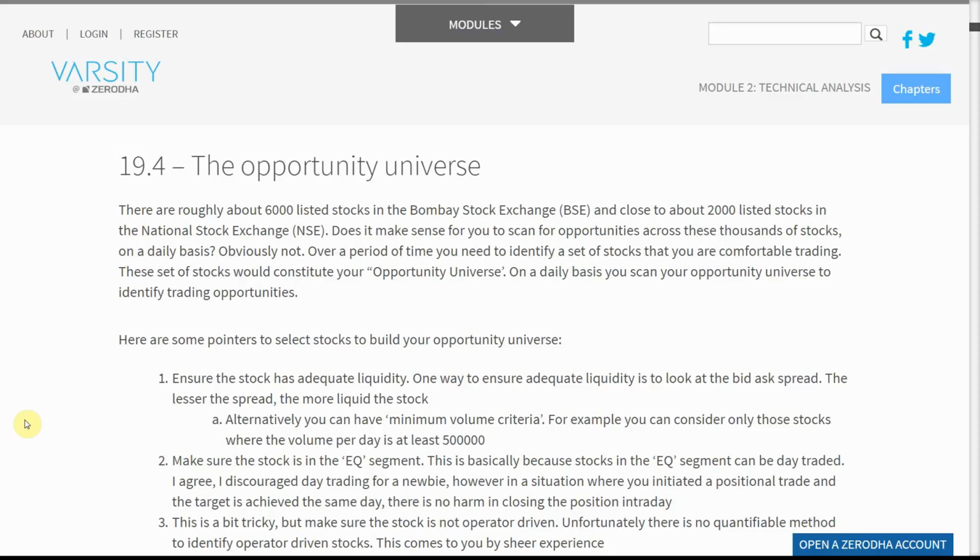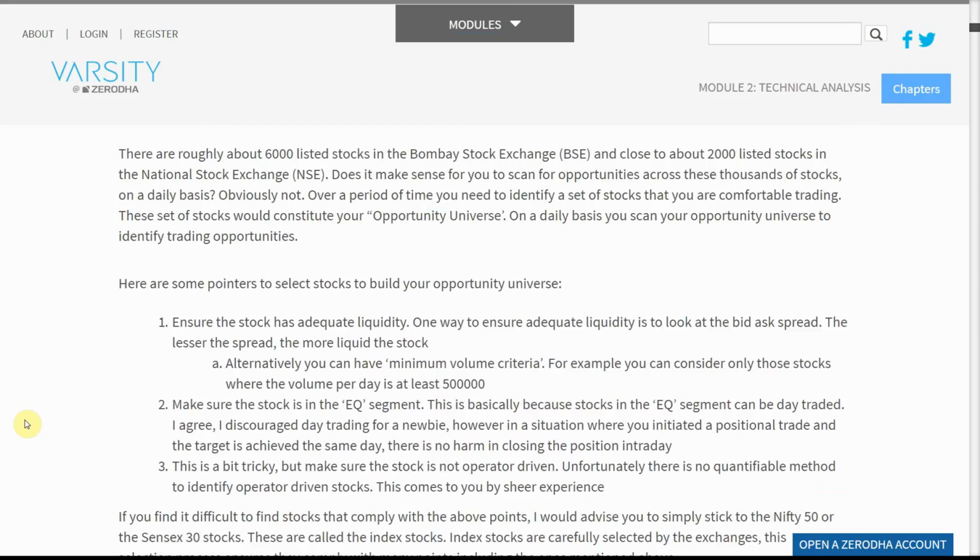I agree. I discourage day trading for a newbie. However, in a situation where you initiated a positional trade and the target is achieved the same day, there is no harm in closing the position intraday. This is a bit tricky, but make sure the stock is not operator-driven. Unfortunately, there is no quantifiable method to identify operator-driven stocks. This comes to you by sheer experience.